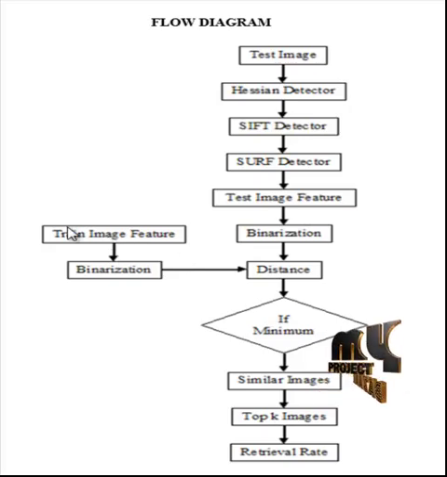For the training images the features are extracted and binarized. This binarization is to protect the features, and similarly the test image features are also binarized. After that the binarized features are converted to decimals, and then the distances are calculated. The minimum distances are analyzed, and similar images are obtained from the databases. So we have extracted the top k images from the overall dataset. Finally, the retrieval rate is measured in terms of the accuracy, precision and recall of the overall process.